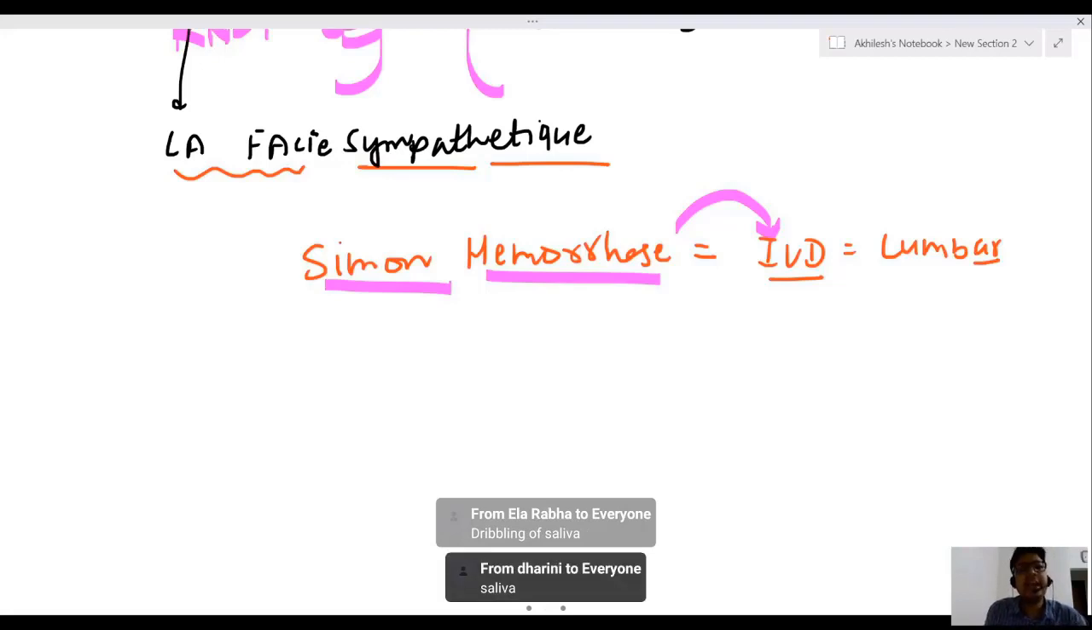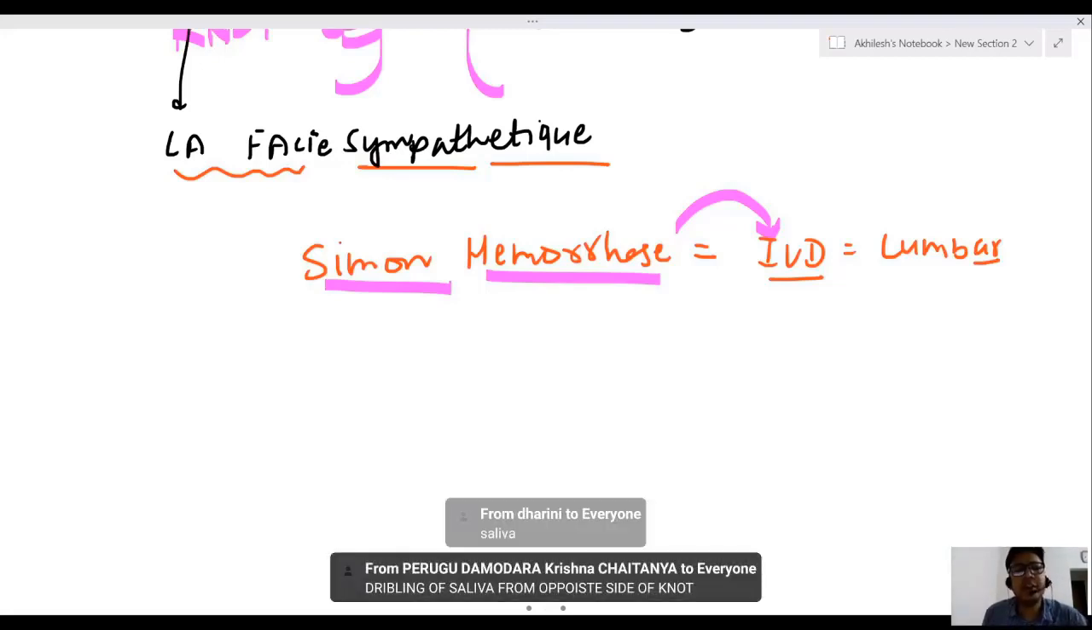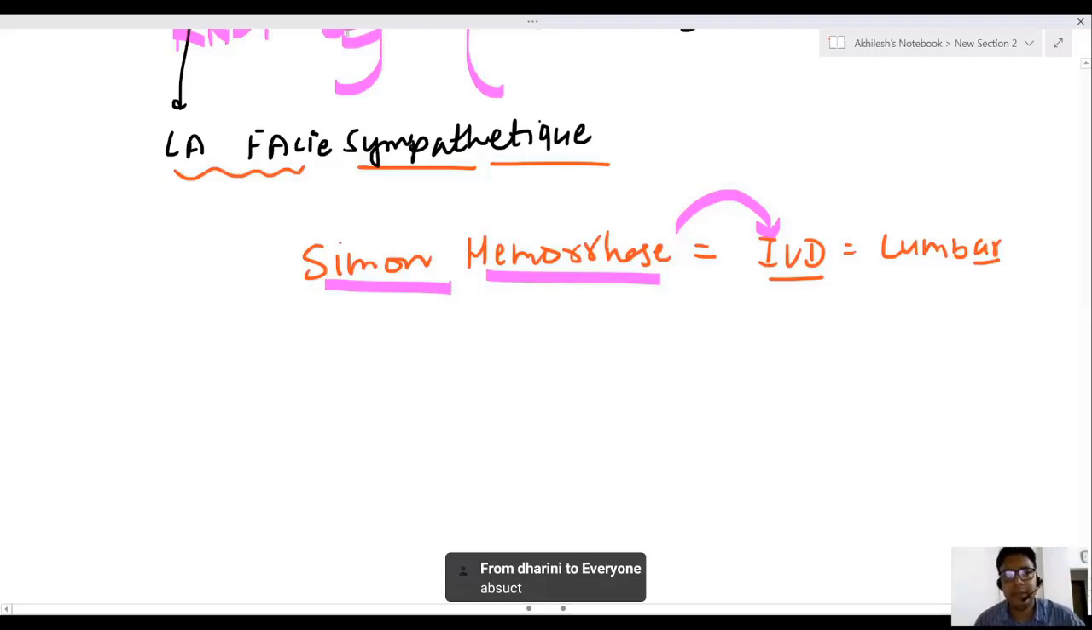In hanging, is hyoid bone fracture abduction or adduction? Abduction.